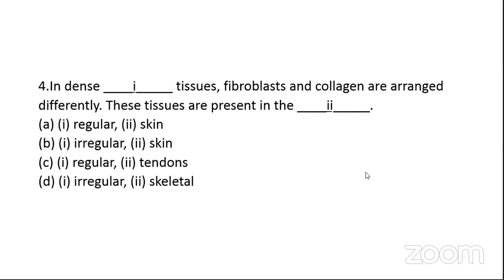Then in dense blank tissues, fibroblasts and collagen are arranged differently. These tissues are present in. Please answer, students. So dense irregular tissues, fibroblasts and collagen are arranged differently. These tissues are present in skin. So B is the correct answer.